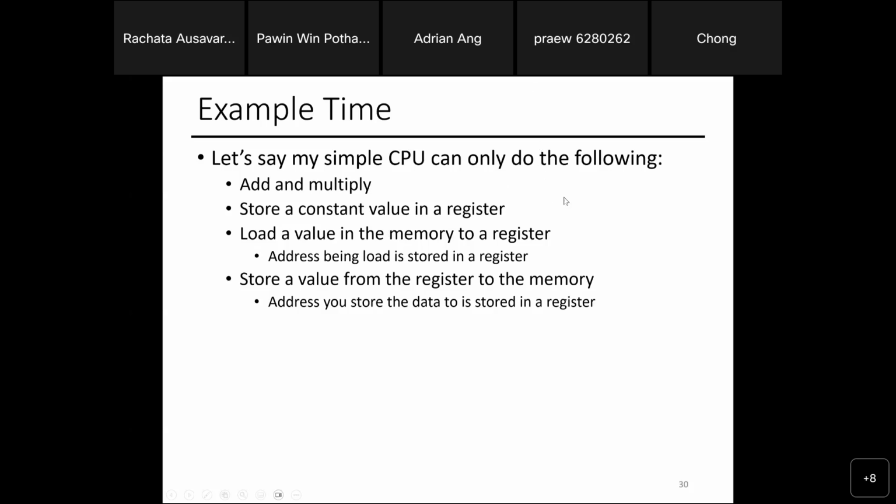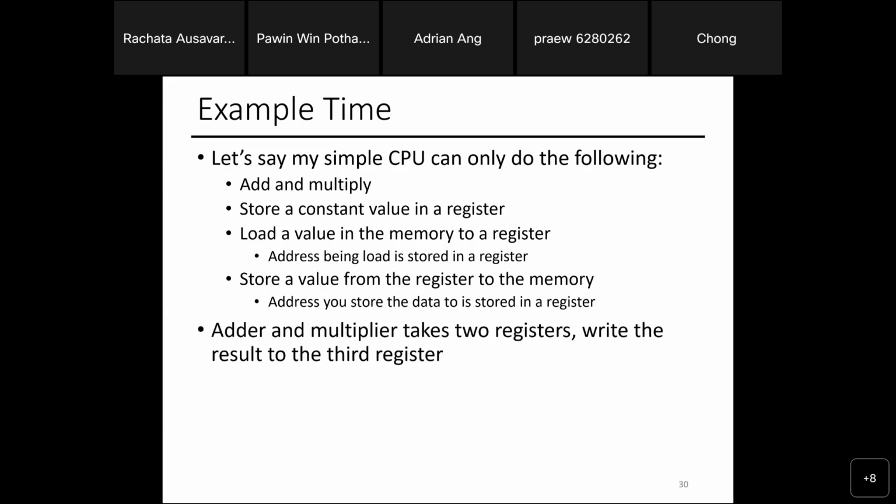Let's say I want to design a simple CPU that can only do this. I want to add, I want to multiply, I want to store something to memory, and I want to load a value from memory. So basically I can add, multiply, load, store. And when I want to store, I can store in 2 formats: I can store a constant to the memory, and I can store a register value to the memory. That's it. Those are the 5 things I can do.